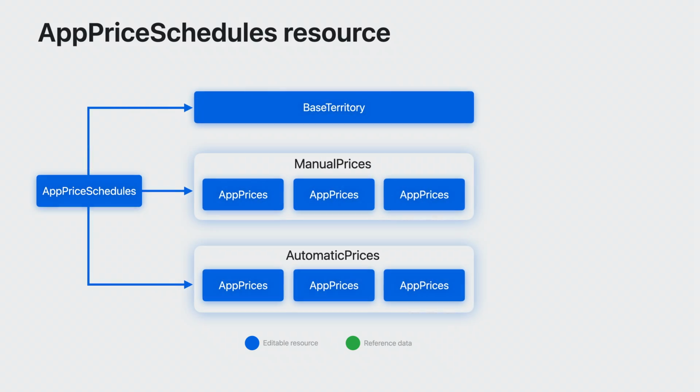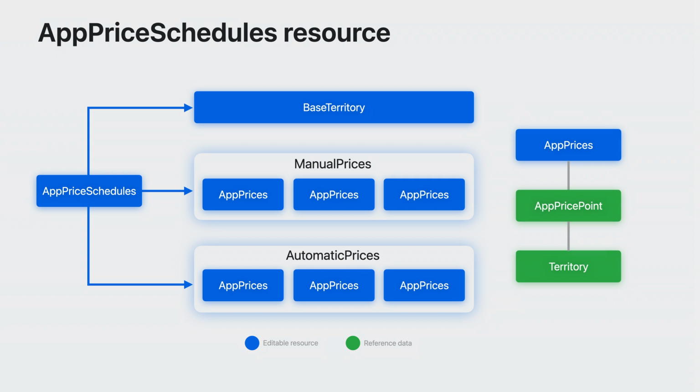Now, I'm going to show you how it works with App Store Connect APIs. You can get your app's price schedule, including current prices and upcoming changes, from the App Price Schedules resource. App Price Schedule has 3 relationships: base territory, menu prices, and automatic prices. Menu prices and automatic prices contain multiple app prices. Each app price resource is linked to an app price point, which is linked to a territory. App price point and territory are read-only reference data.